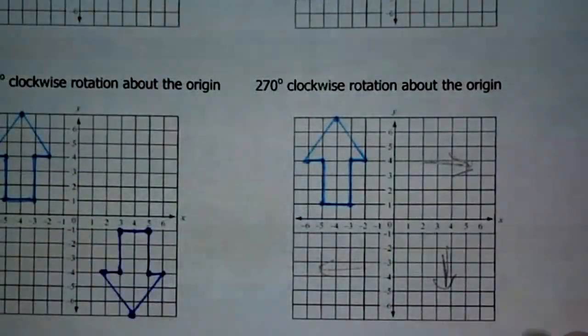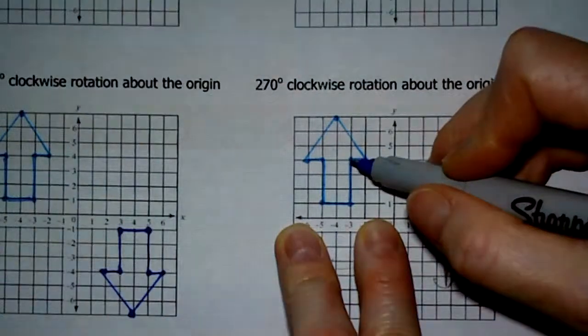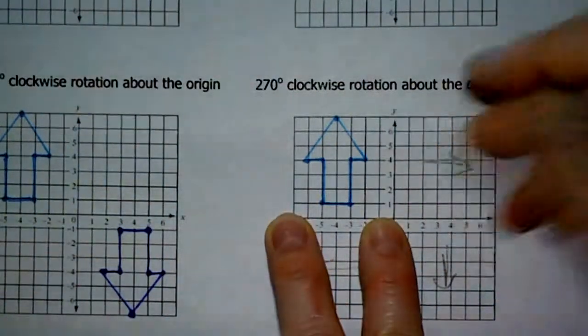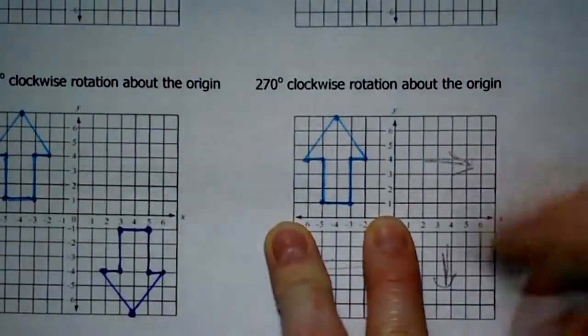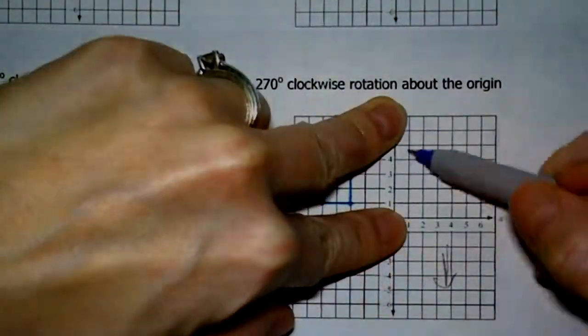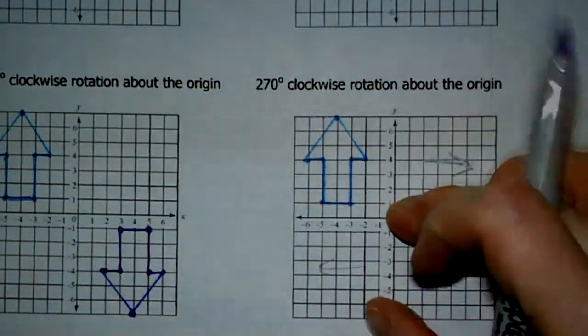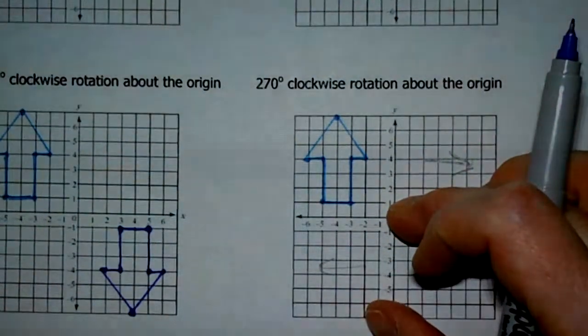So basically, just picture it like this. Here's my x-axis where it's pointing away from it. 270 degrees means I'm going to move it 3 times 90 degrees. So this is the bottom of my arrow. When I do this, that's the bottom of the arrow. When I do this, you can't see that. That's the bottom of the arrow. And when I do this, now this is the bottom of the arrow.